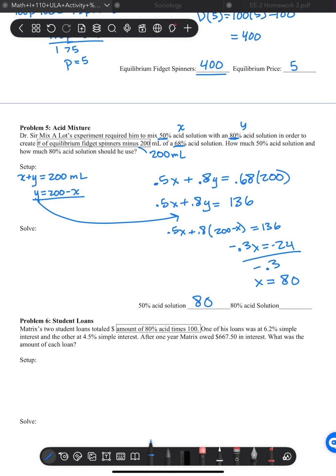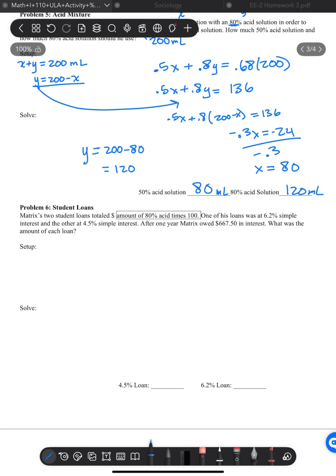So our 50% solution is now 80 milliliters. We're going to plug that in for y. y equals 200 minus 80, which is going to equal 120. So 120 milliliters.